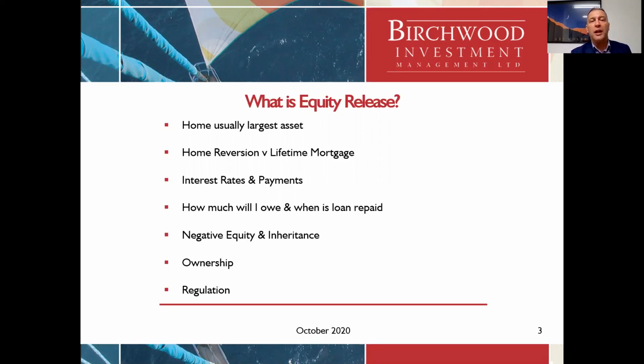So, negative equity and inheritance. There's no question of your beneficiaries ever inheriting a debt. All equity release providers offer a no negative equity guarantee, which essentially means that you will never have to pay back more than the property is sold for. There are also schemes available which allow you to ring fence a portion of the property value, and this could be useful if you wanted to ensure that a minimum amount of capital is left to your beneficiaries upon your death. So this can be seen as an inheritance guarantee, if you like.